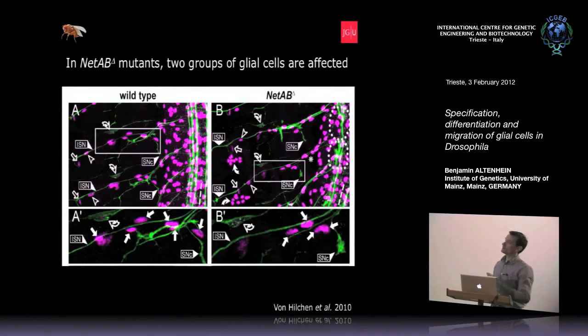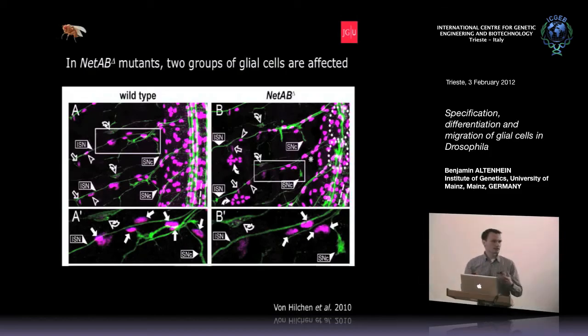And to cut a long story short, we did find mutants or phenotypes in netrin mutants with respect to the migration of peripheral glia. So this is a wild-type hemisegment again, and in this particular area, you should find these six glia cells, and in netrin mutants, we only found four.